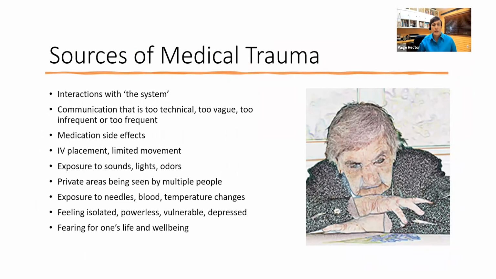There are lots of sources of medical trauma, and I'm going to provide a few slides with some examples. Basically, it's interactions with the "system," and I put that in quotation marks. I think we all understand what that means, that healthcare in general can be a very complicated thing to interact with at any level, whether it's in a nursing home or acute care setting or home health. There are complications with that, and sometimes that can be very traumatic for some people. Communication that's too technical or too vague, too little or too much. Side effects of medication, procedures like placing an IV or a catheter, being exposed to particular sounds or light or smells, stimulation, fearing for one's life and well-being. So there are so many different ways that a person can experience feelings of trauma or stress related to trauma.